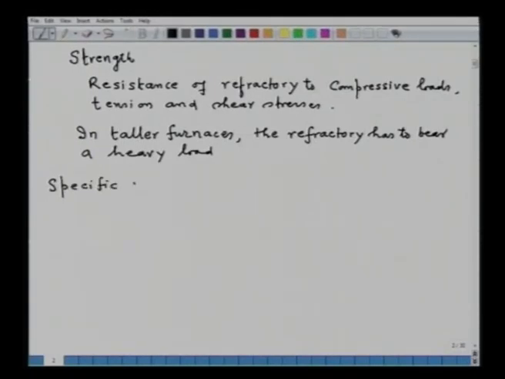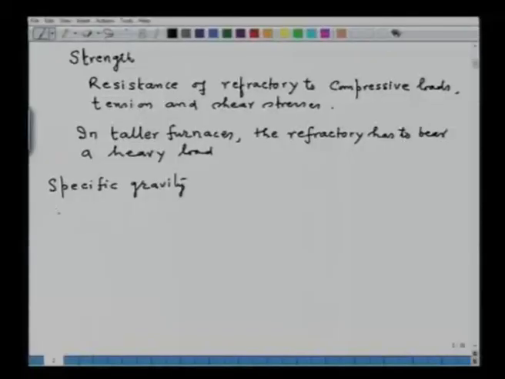Specific gravity. Now, specific gravity should be low to produce more number of bricks per unit weight. If the brick has higher specific gravity, its cost will be more, and if the specific gravity is high, the brick will be heavy. Well, heavy or lighter brick, it has to be selected as per the application required.